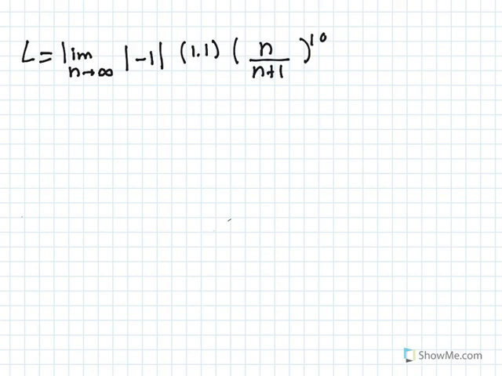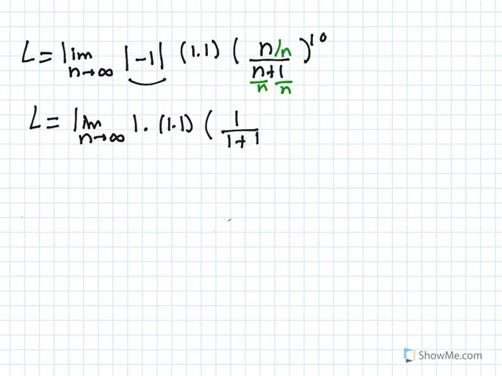Now let's take the limit as n approaches infinity. So let's just divide by the highest power, divide by n, and we're going to get L is equal to the limit as n approaches infinity of the absolute value of minus 1, which is just 1, times 1.1 times 1 divided by 1 plus 1 over n, all to the power of 10. Now this ratio 1 over n approaches 0 as n approaches infinity because it's 1 over a very large number. So the result is going to be just 1.1, which is greater than 1. That means the ratio test tells us that this infinite series diverges.